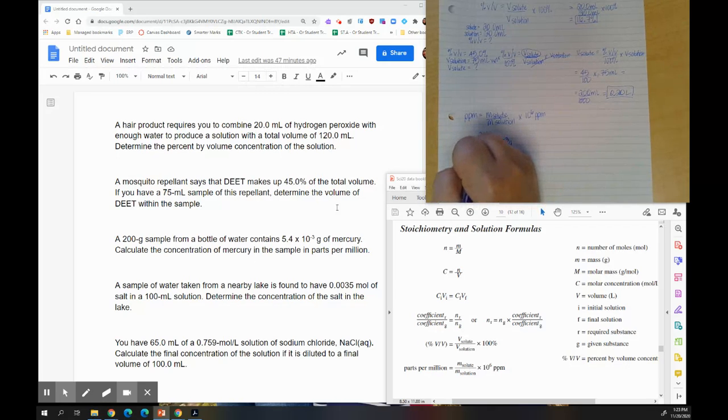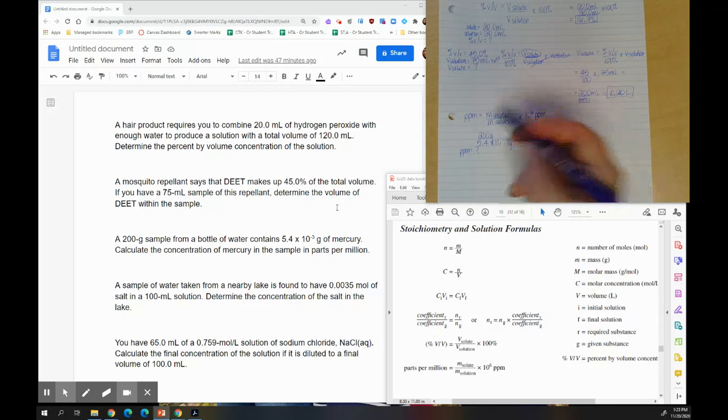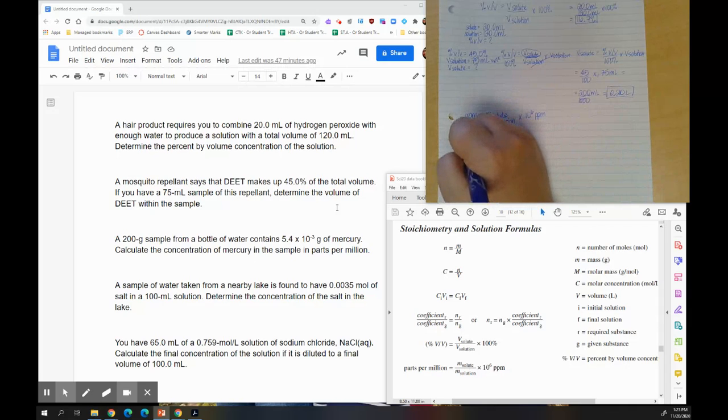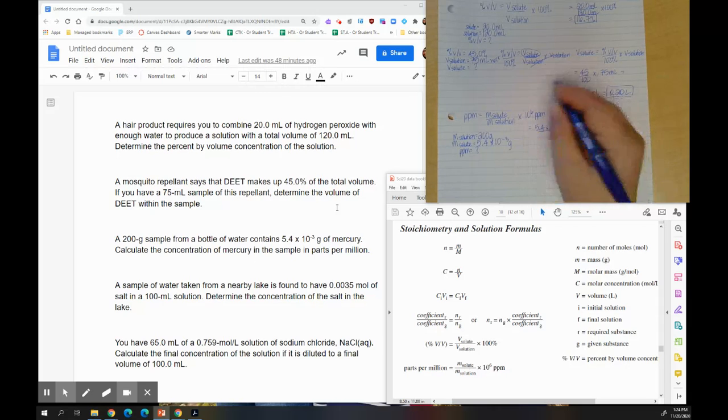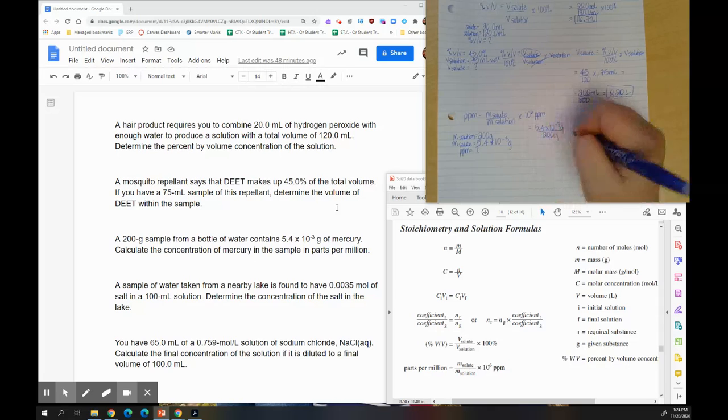So I'm looking for my ppm. Okay, now they said that the sample of water was this many grams, so that means that's going to be my solution mass. And they've given me my mass of the mercury, which is my solute because it's been dissolved in the water. So luckily for this one, we don't need any rearranging of the formula. We can just use it directly as is. So we're going to have 5.4 times 10 to the negative 3 grams divided by 200 grams times that by 10 to the power 6.